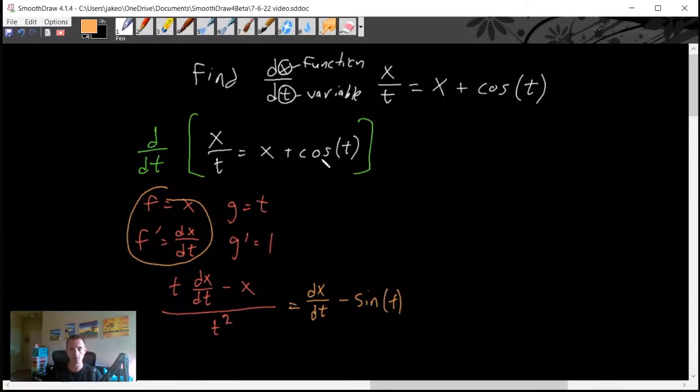Because t is our variable, this term right here only contains our variable that we're taking the derivative with respect to. So that's going to behave as expected. The derivative of cosine is minus sine of your variable t. Okay, so this is the end of the differentiation step.